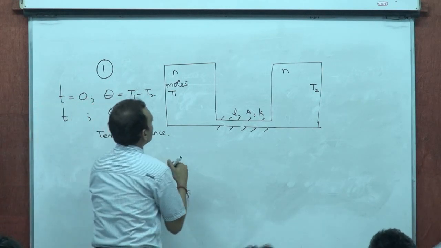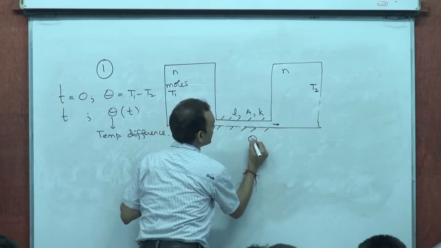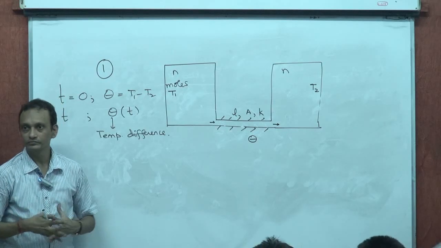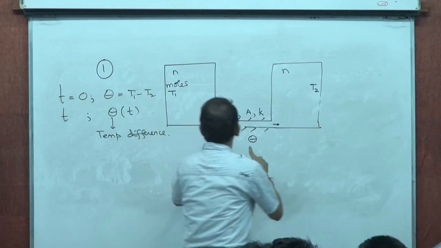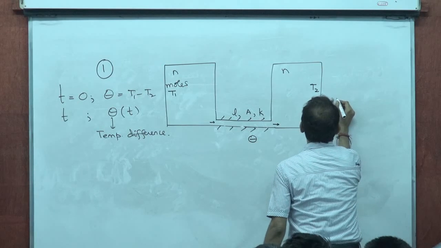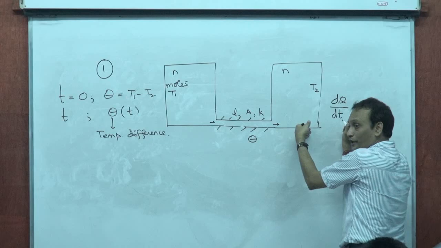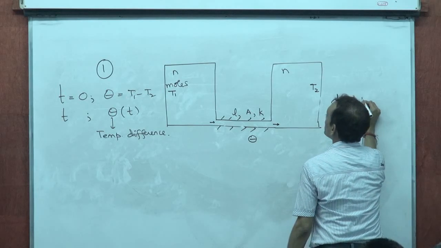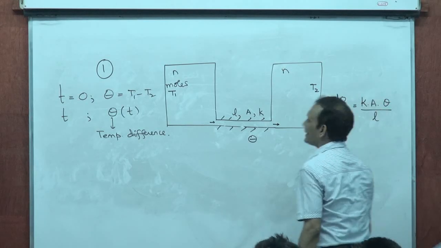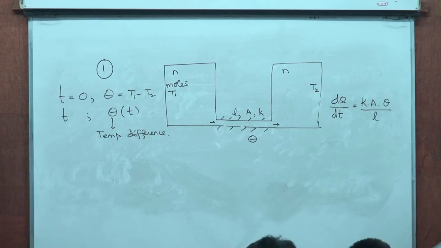Now, say at a certain instant of time, the temperature difference across the ends of this is theta. Theta means this temperature minus this temperature. Then, what would be dQ/dt at this instant? That means the watts flowing through the rod at this instant, that's going to be KA into theta by L, KA into temperature difference theta divided by L, that's going to be the watts associated with the rod, right?